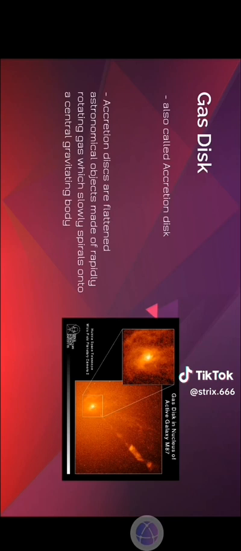Let us go to the slides. So a gas disk is also called an accretion disk. Accretion disks are flattened astronomical objects made of rapidly rotating gas, which slowly spirals onto a central gravitating body.